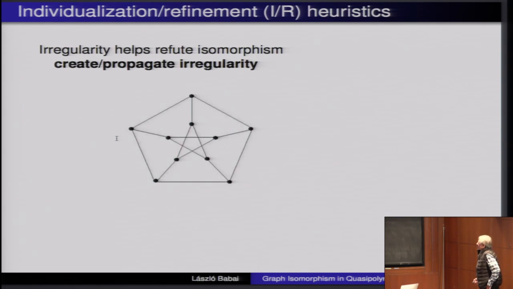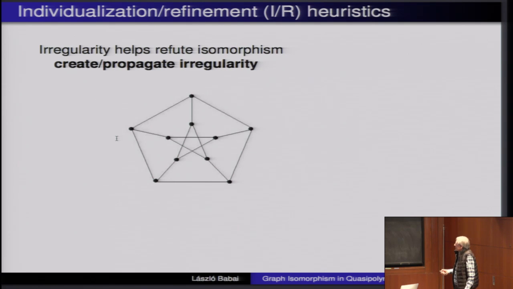Now I'd like to talk a little about a classical heuristic that is basically the first thing that anybody would do when you want to discriminate between non-isomorphic graphs. If we find irregularity in one of the two graphs that we are trying to compare, that helps. Then I am looking for the same irregularity in the other. If I don't find it, then they are not isomorphic. I can refute isomorphism right away. If they are isomorphic, then I need to do some other tricks.